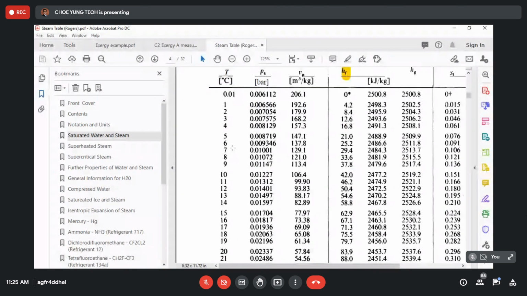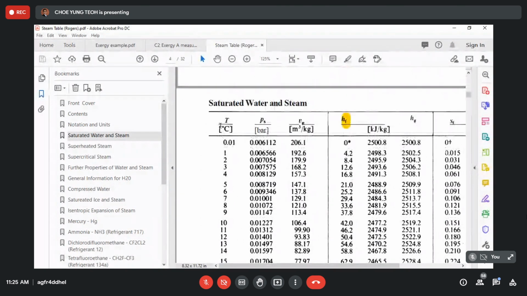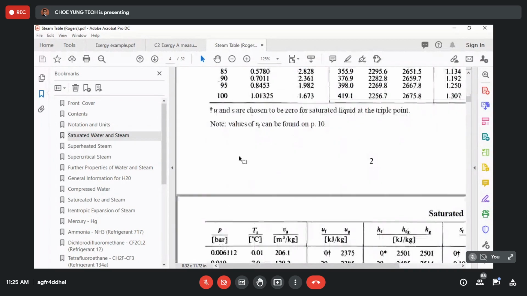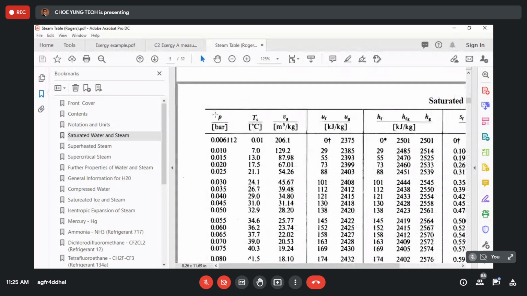And let's say that you have the pressure, but you want to know the saturated temperature. Okay, then you go to the second part of this saturation, water and steam table. Okay, you can see this one starts with temperature, and we can go to find this one that starts with the pressure. Okay, so at a given pressure, it will tell you what is the saturated temperature of the water or steam.